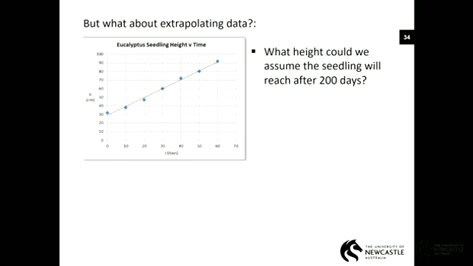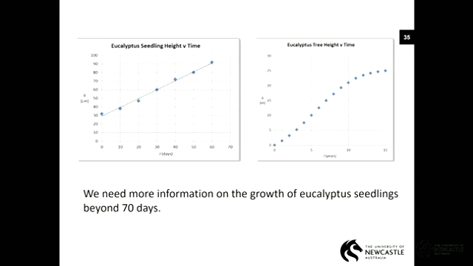If someone asks me to extrapolate and say, well, what height's it going to be after 200 days? We've got data from 0 to 60, and it's clearly fairly linear. But I can't tell you it's going to still be linear. There's going to be a stage where the growth slows down, when it's an actual tree, not just a seedling. If I use the equation, it's going to tell me that it's going to be 235.18 centimetres tall after 200 days. And okay, I can do that. But that's the truth. That's an actual eucalyptus tree height versus time, and you can see it's not linear.